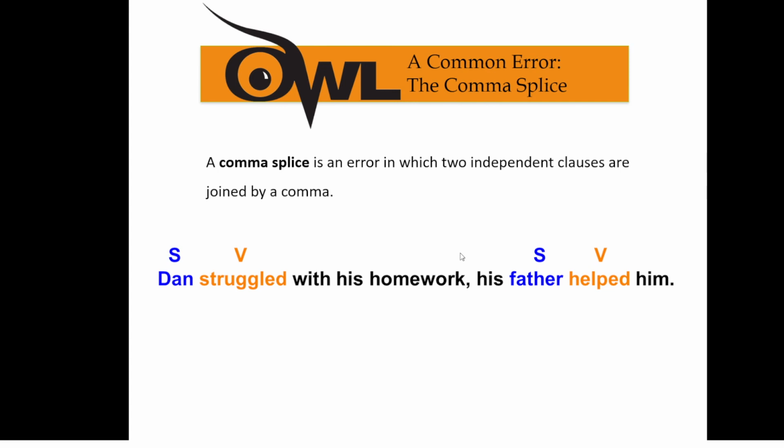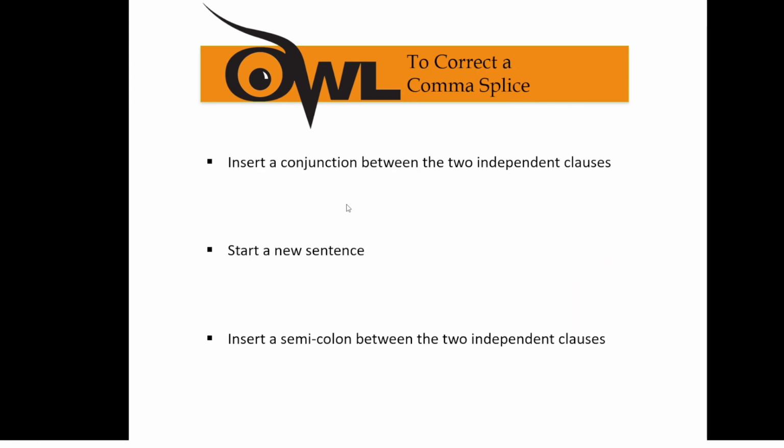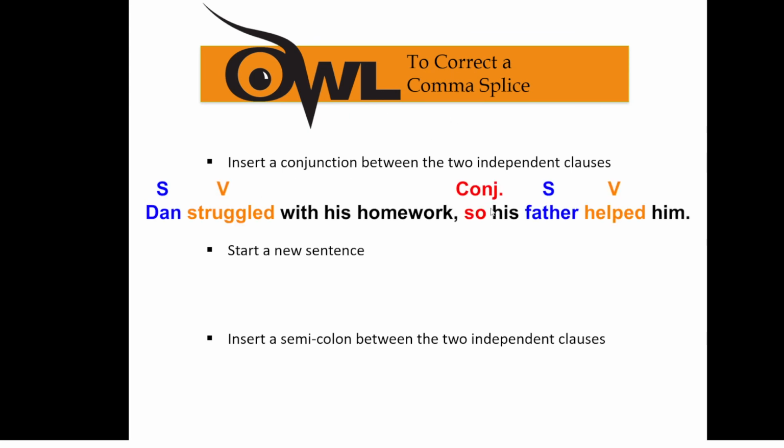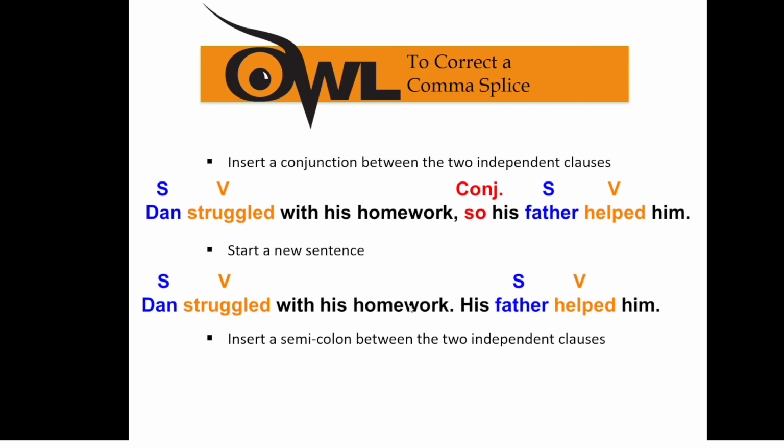For, and, nor, but, or, yet, or so. Okay. So that's our first option to correct a comma splice. They picked "so," the S of FANBOYS, because there's kind of a causal relationship between these two independent clauses. Or, this is one of my favorites, just start a new sentence.